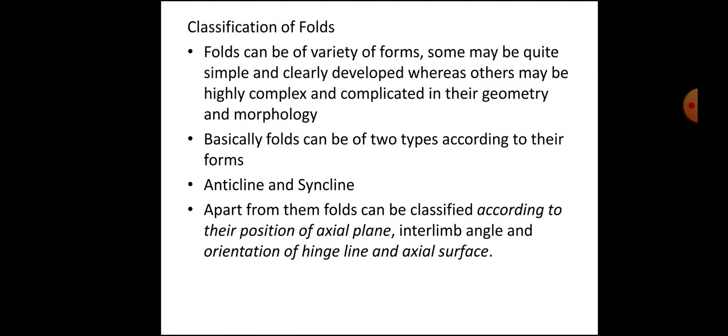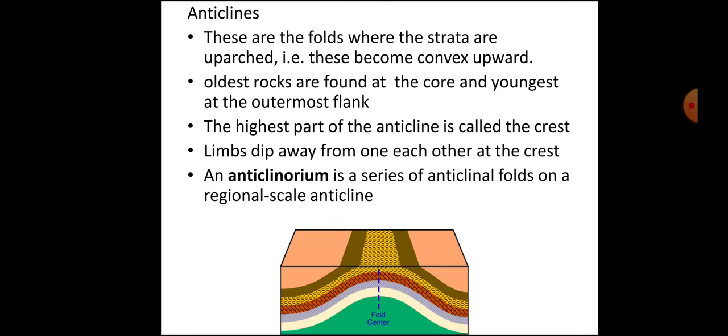Classification of faults. Faults can be of a variety of forms. Some may be quite simple and clearly developed, whereas others may be highly complex and complicated in their geometry and morphology. Basically, faults can be of two types according to their forms: anticline and syncline. Apart from them, faults can be classified according to the position of the axial plane, interlimb angle, and orientation of hinge line and axial surface.